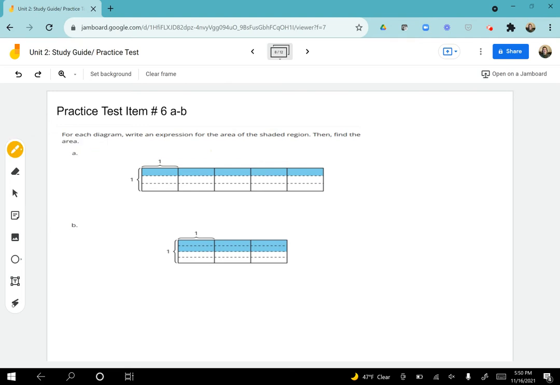So starting with the rectangle shown in A, we have a length of 1, 2, 3, 4, 5. And then we have a width of 1/3. So this is one piece colored out of 3, 1/3 of a whole. So we would multiply those together to give us 5 thirds for A.